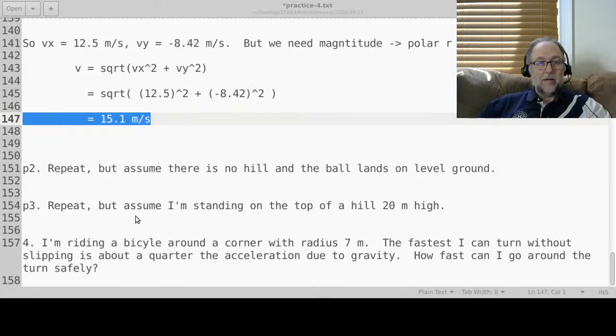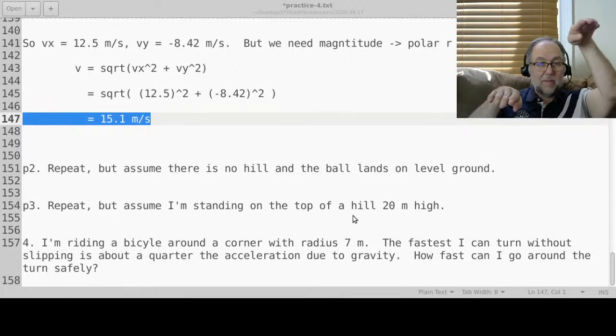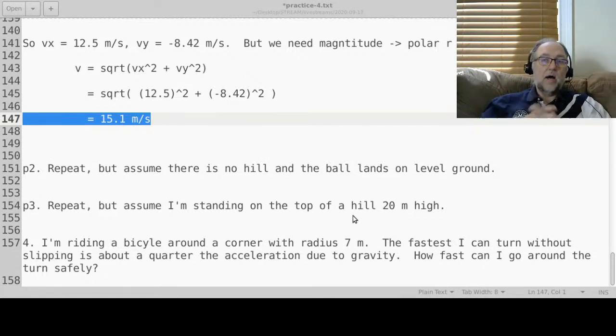Okay, so assume that you're at the top of a hill 20 meters high, and then it lands on ground level. So then you've done all three possibilities. It leaves ground level and it lands on the top of the hill. The other one is it leaves ground level and it reaches ground level, and the other one is from the top of the hill and it goes down to the bottom of the hill. And those are the three possibilities.